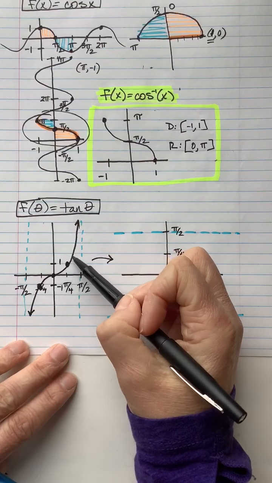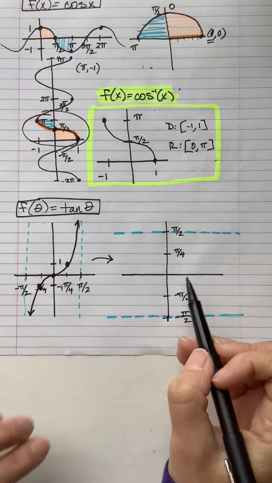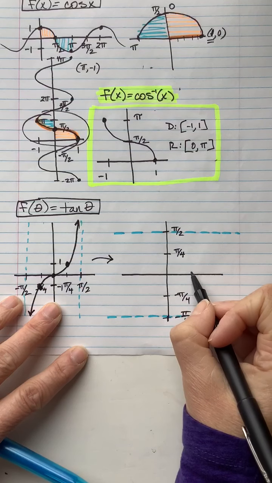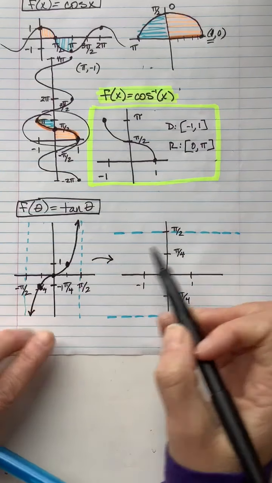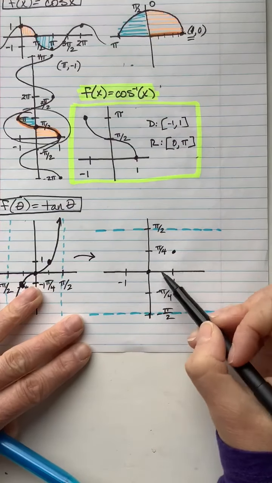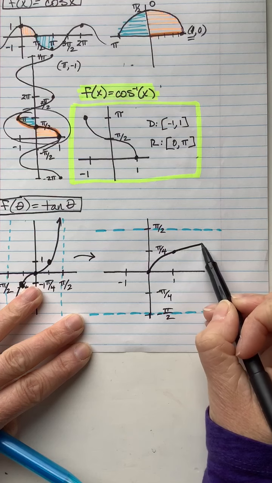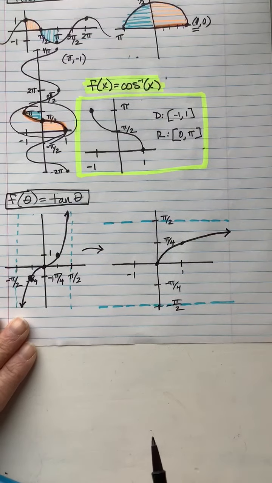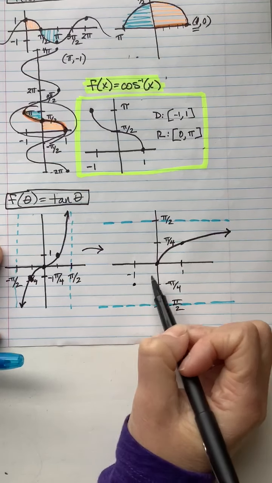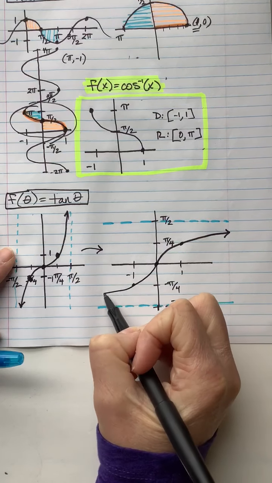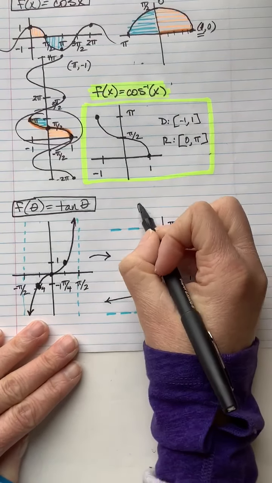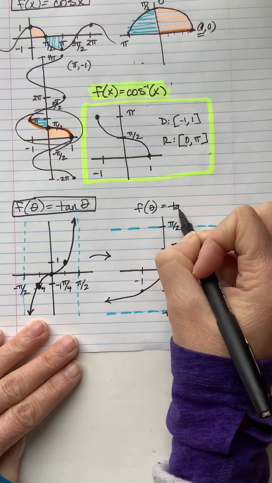This branch used to travel up forever, which means the inverse of that is going to be right forever. Let me get my ones in here. Okay, so this branch used to travel up forever, which means my new branch is going to be traveling right forever. This branch used to travel down towards my asymptote, which means this one is going to be traveling left towards my asymptote. And just like that, there's your inverse tangent.